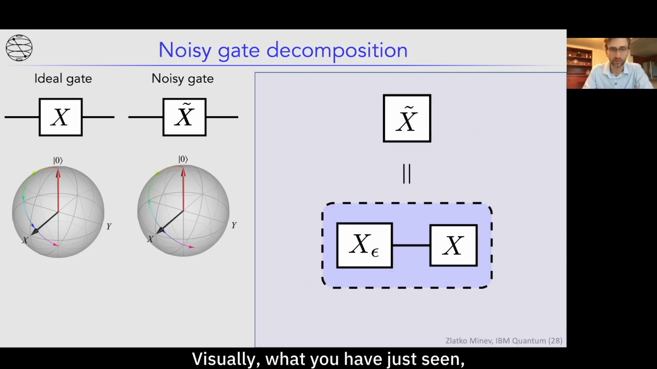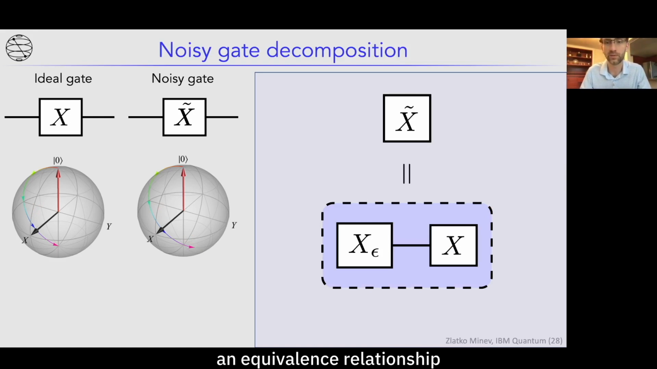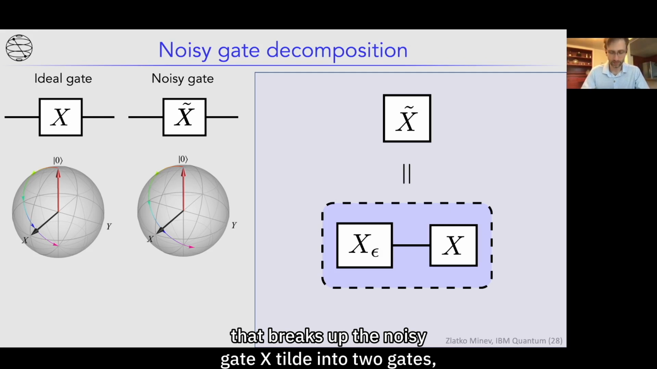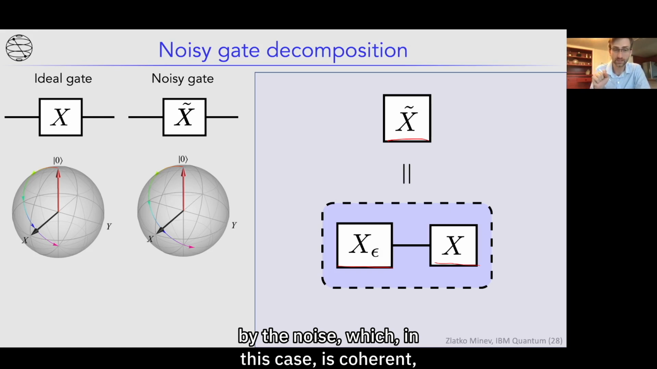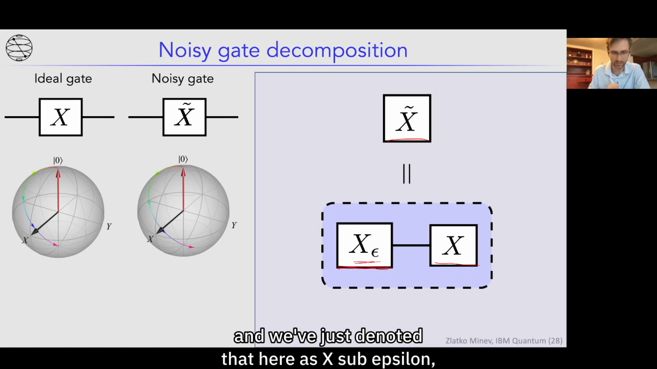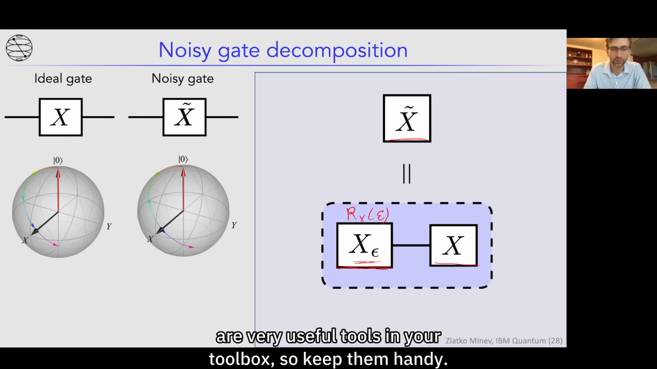Visually, what we have just accomplished is a decomposition, an equivalence relationship that breaks up the noisy gate x tilde into two gates: the ideal gate x, in this case preceded by the noise, which in this case is coherent. So it's some rotation by an angle epsilon, which we've denoted here as x sub epsilon, which just stands for our r sub x of epsilon. These kinds of noisy gate decompositions are very useful tools in your toolbox, so keep them handy.